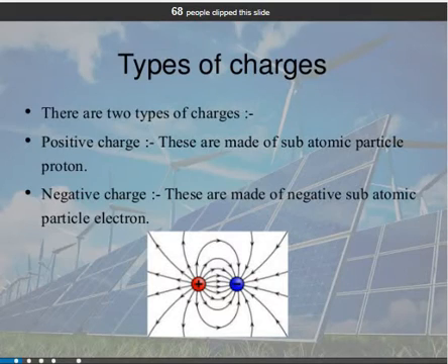Types of charges. As we see, there are two charges, positive charge and negative charge. Positive charge is due to the proton and the negative charge is due to the electron.